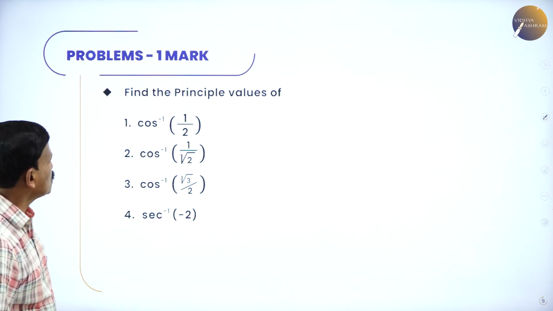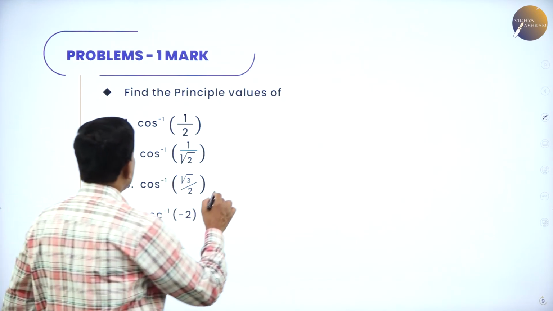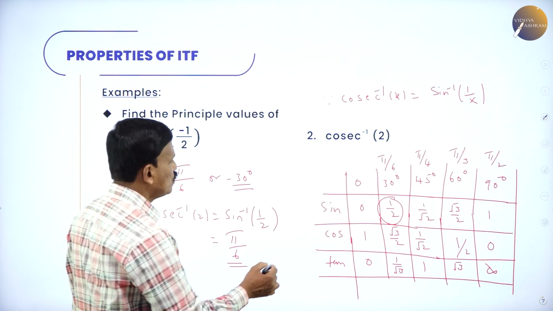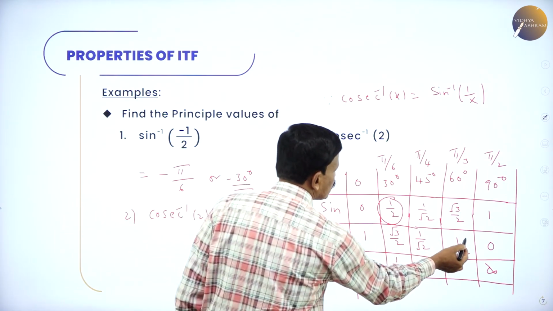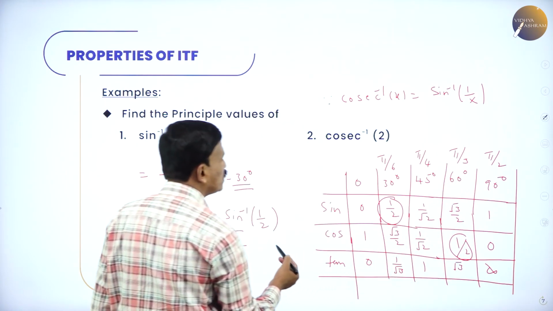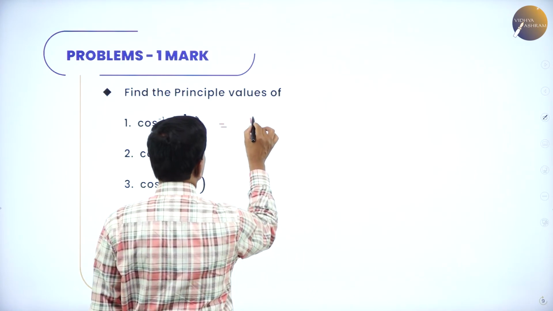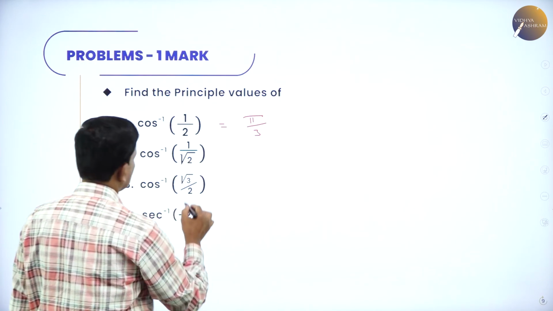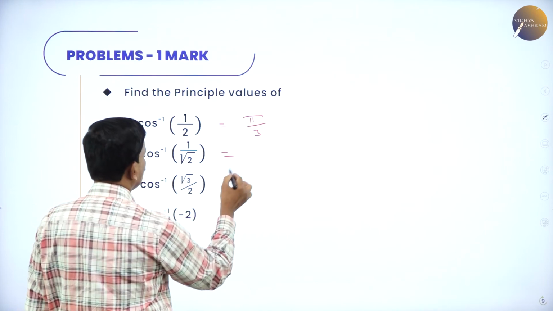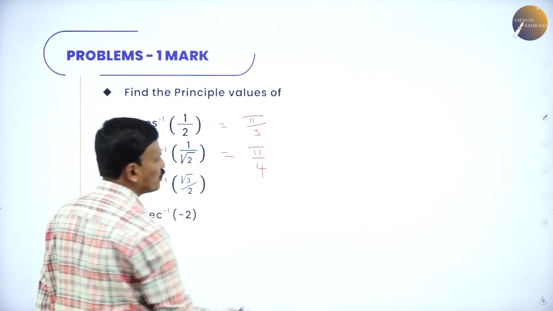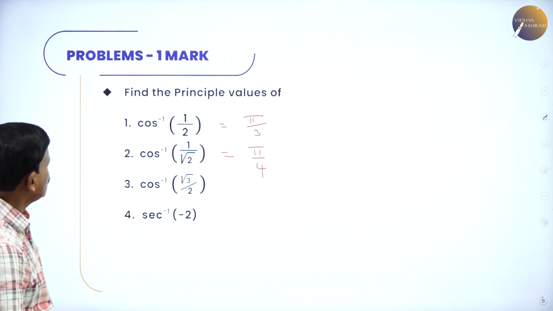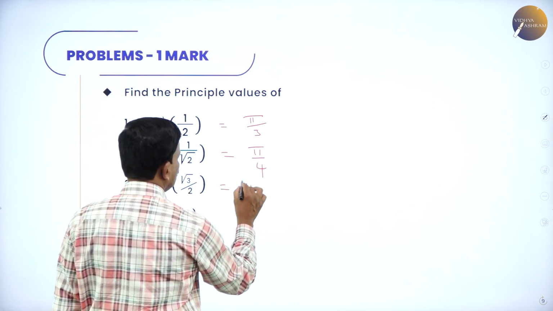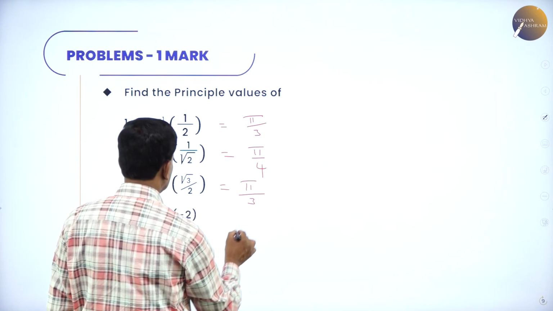Now let us come to the next problem. Cos inverse of 1 by 2 is nothing but pi by 3, 60 degrees. This is equal to 60 degrees, pi by 3 radians. Cos inverse of 1 by root 2 is nothing but pi by 4, 45 degrees. Now cos inverse of root 3 by 2 is nothing but 60 degrees, that is pi by 3.